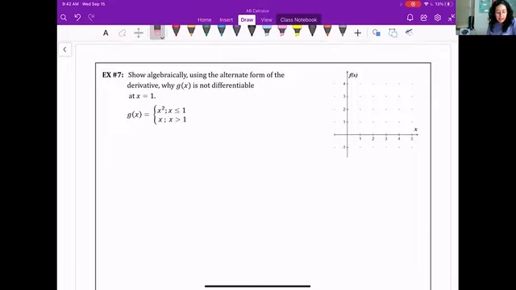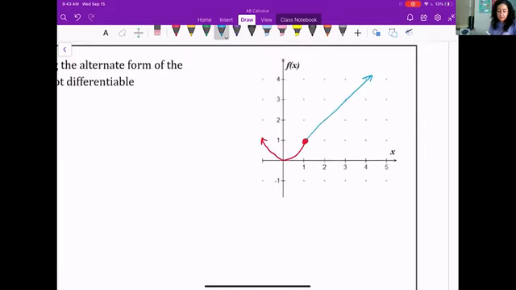Okay, so here on this one, it says show algebraically using the alternate form of the derivative why g of x is not differentiable at x equals 1. And I've got this piecewise function. So it says when x is less than or equal to 1, we're using the function x squared. Okay, so it's going to look something like this, right? I've got that parabola there. And then when x is greater than 1, we're using the function y equals x. So it looks something like this.